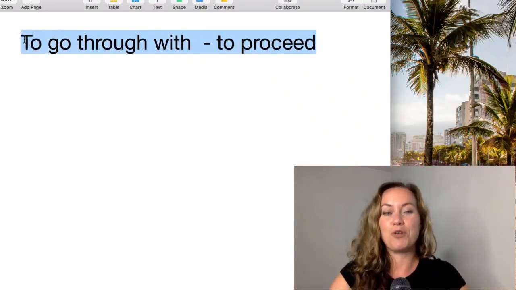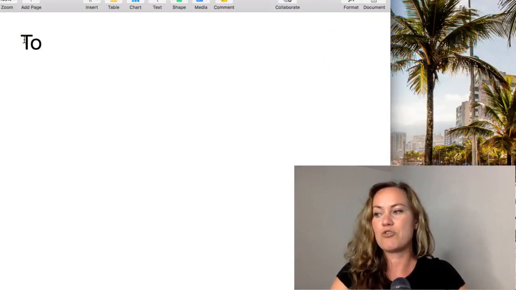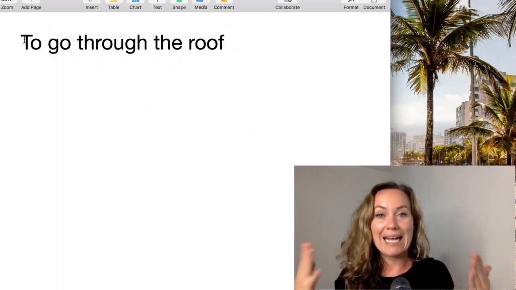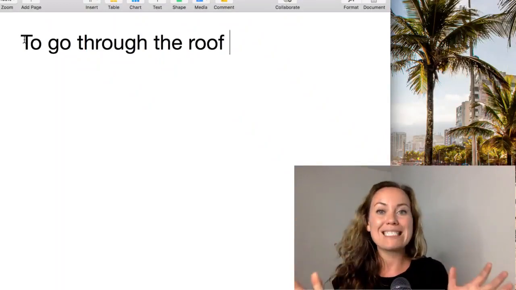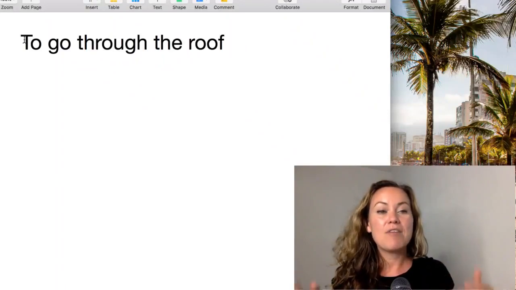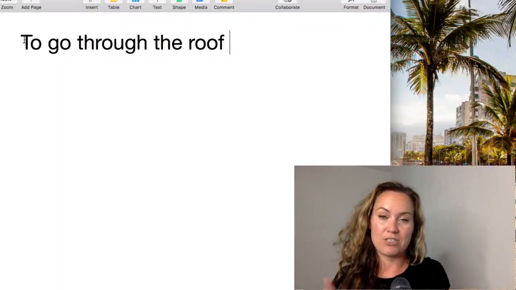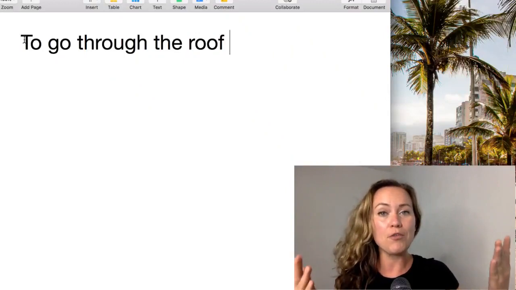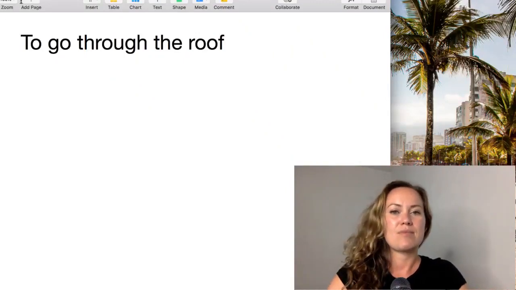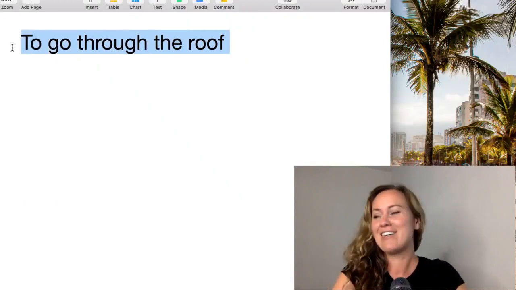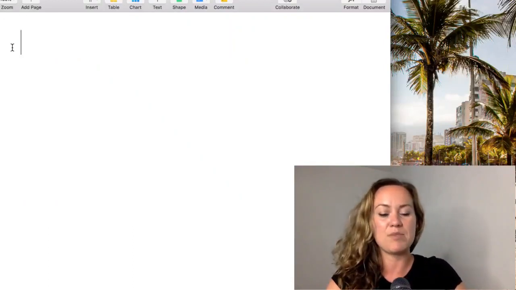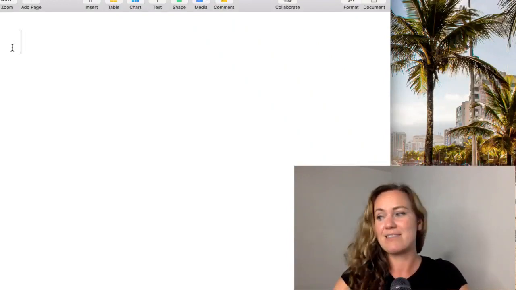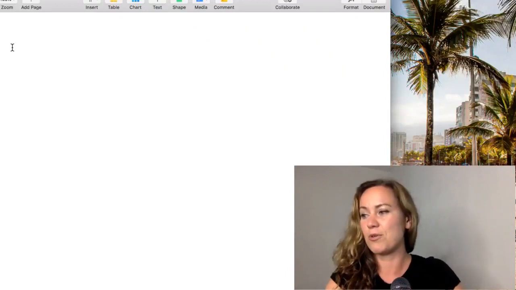To go through the roof. Now we're going to look at some phrases. To go through the roof means to increase or to rise quickly. So the price of limes has gone through the roof in the last week. It actually has. So I'm here in Brazil and limes were 2 Brazilian reals last week and now they're 3. So yes, it's gone through the roof.